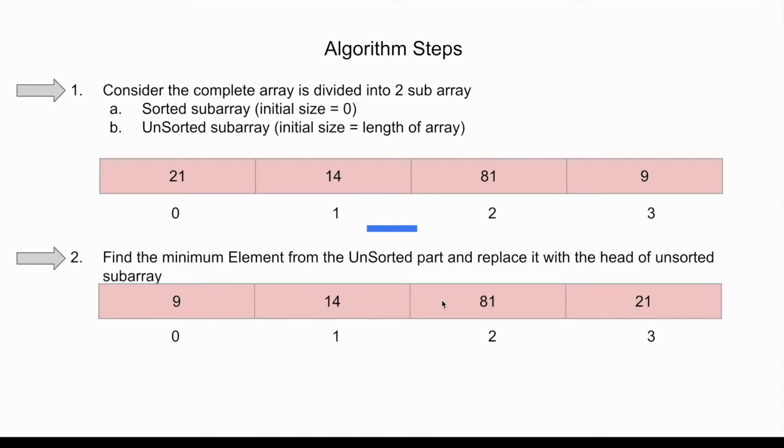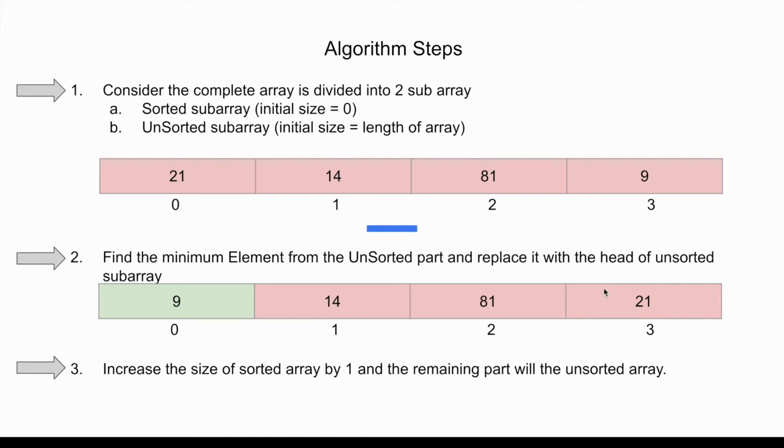Step number 2. You have to find the minimum element from the unsorted part and replace it with the head of the sorted subarray. For example, if you see this array, 21 is on 0th position, 14 is on 1st position, 81 is on 2nd position, 9 is on 3rd position. Out of all these elements, 9 is the minimum element. So we interchange the position of 9 with the head part, which is 21. So 9 will come to 0th position and 21 will come to the 3rd position.